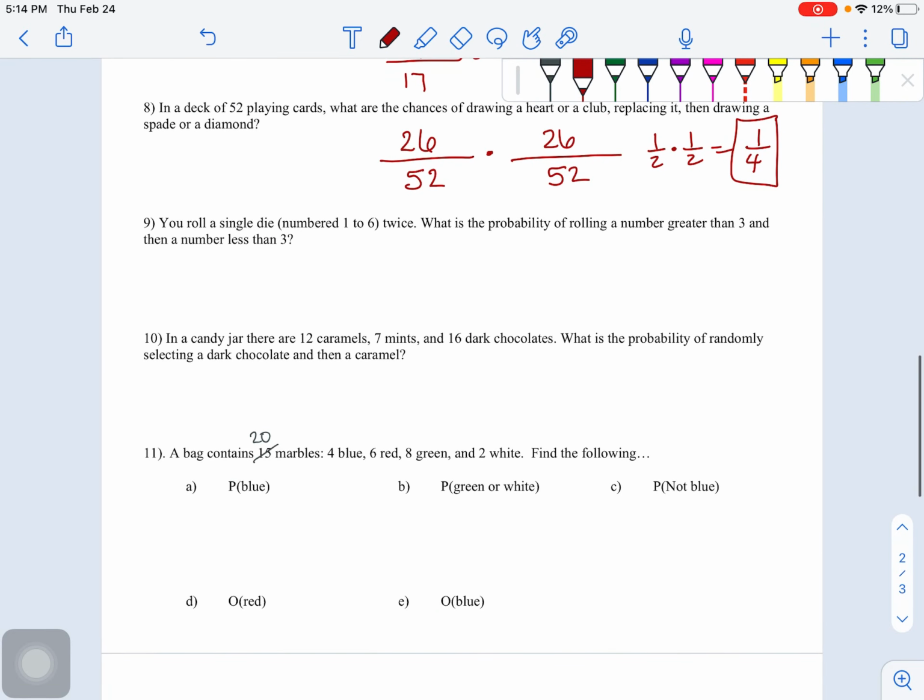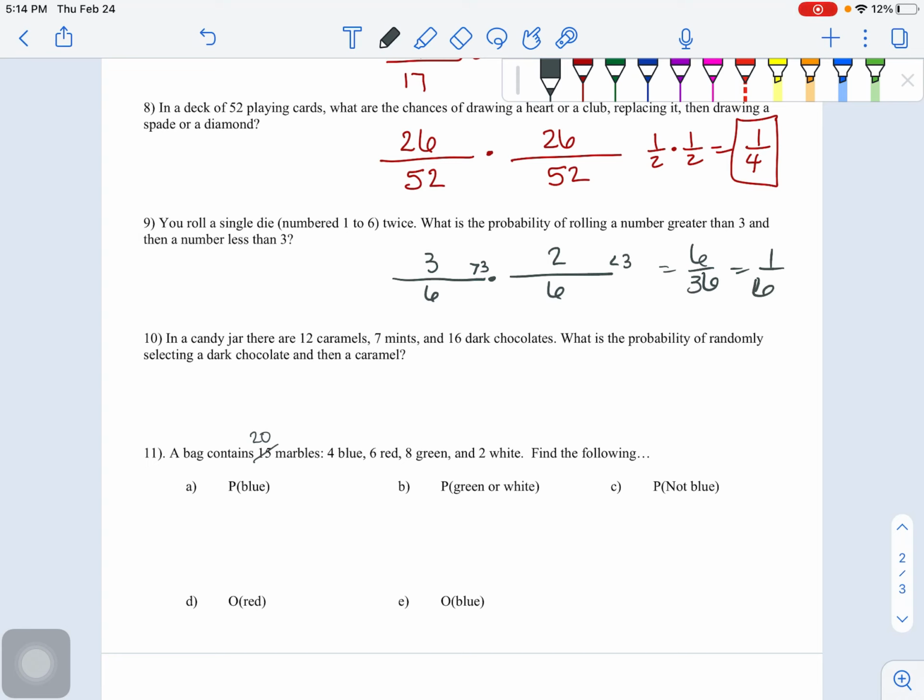All right. You roll a single die twice. So here's our 2 events, right? Probability of rolling a number that's greater than 3 and then a number that's less than 3. Well, how many numbers are greater than 3? 4, 5, and 6. So that's 3 numbers. How many numbers are less than 3? 1 and 2. So that's 2 numbers. So we get 6 out of 36, which is 1/6.